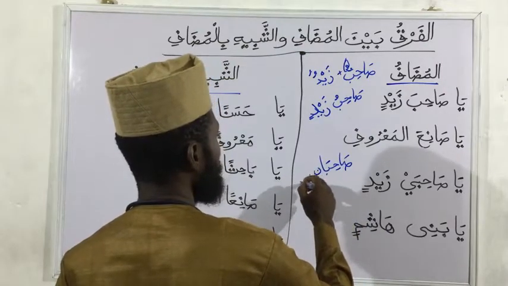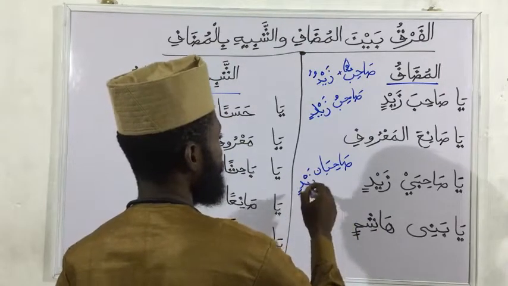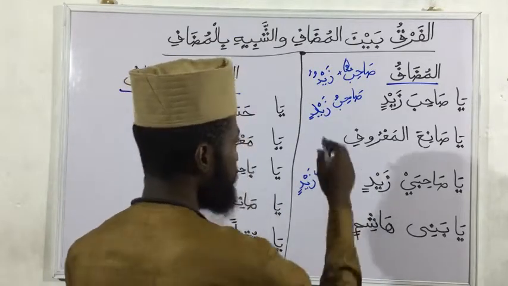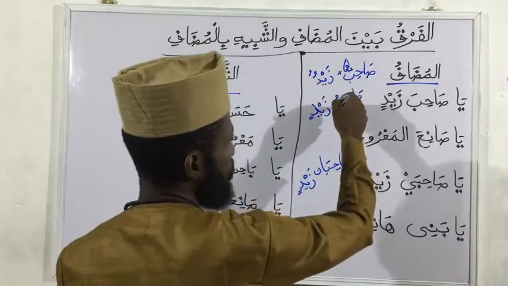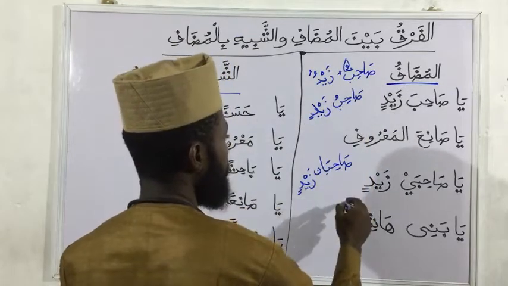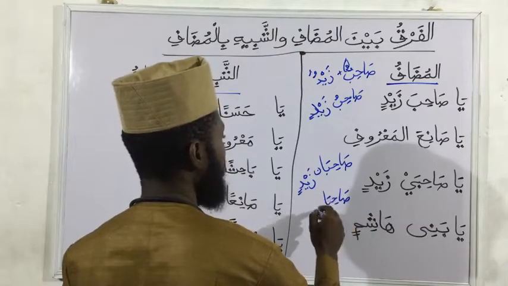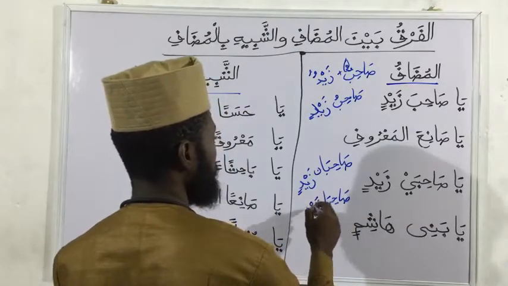Sahibani Zaidin. Can you see? Two friends of Zaid. Now, the noon will be dropped. It will now become what? Like this, Sahibun becomes Sahibu. This Sahiban too will become Sahiba. Sahiba Zaidin. Can you see?